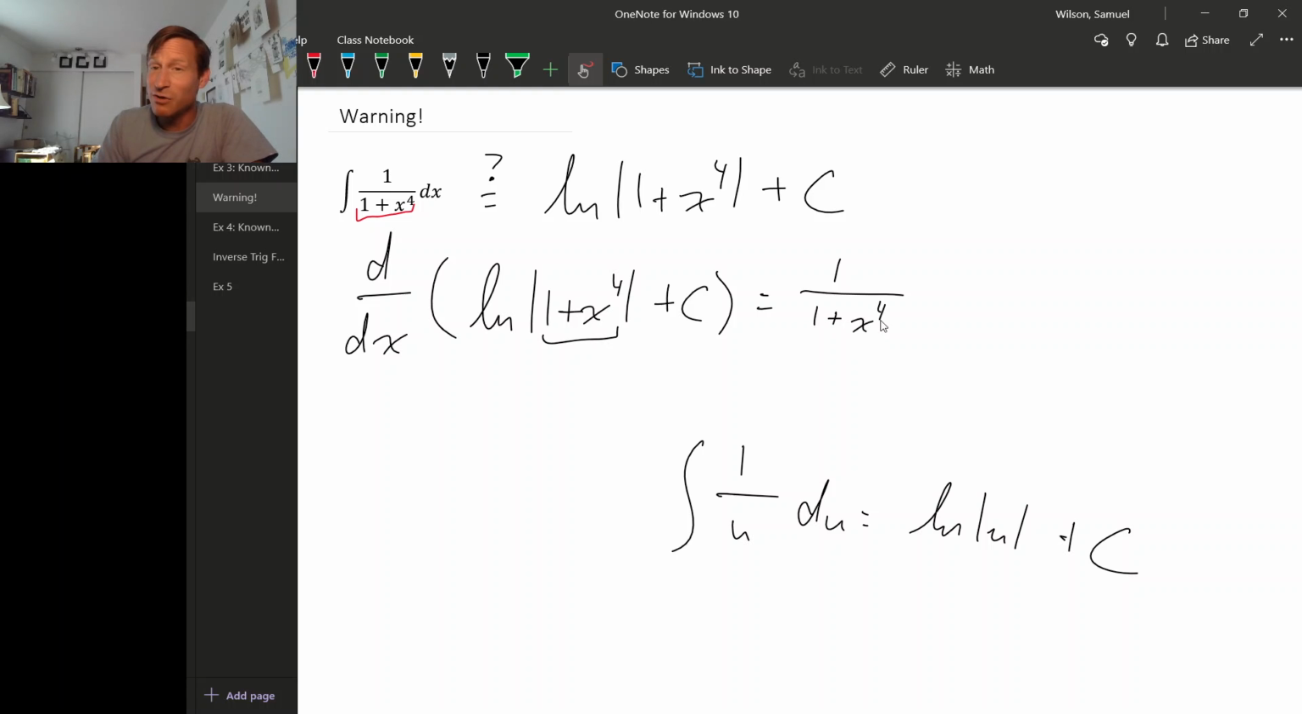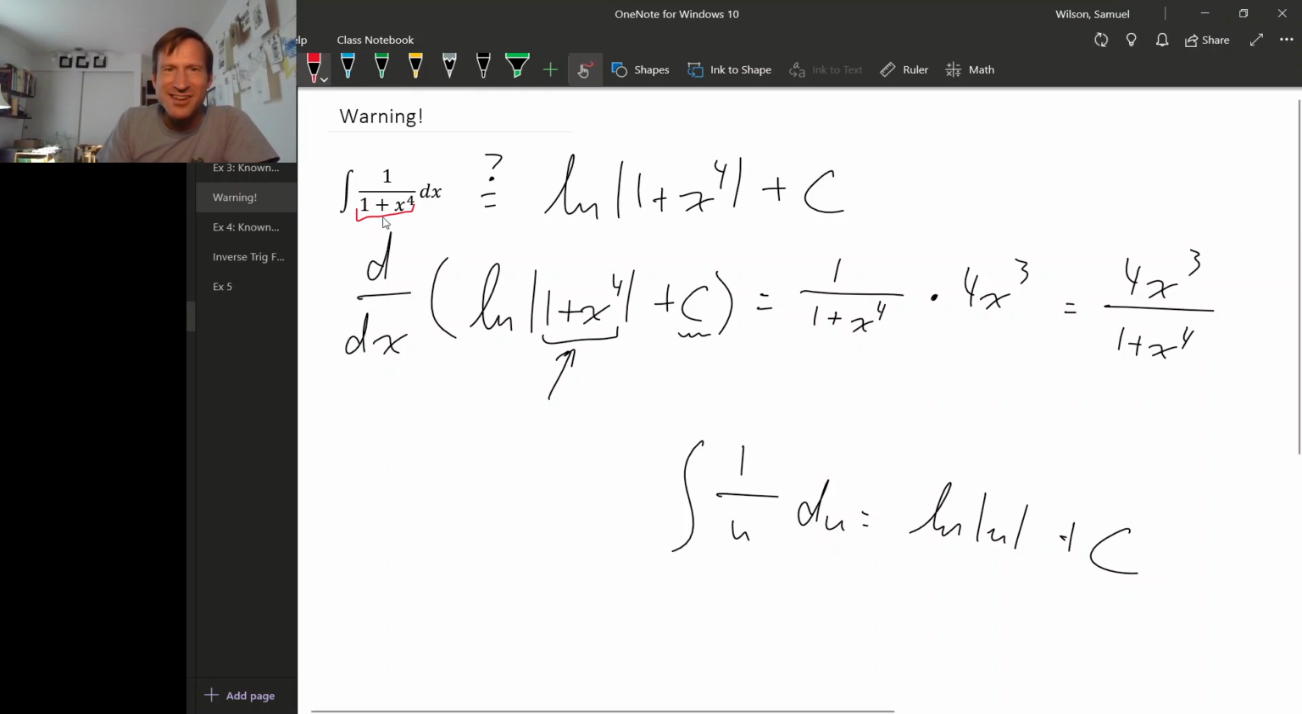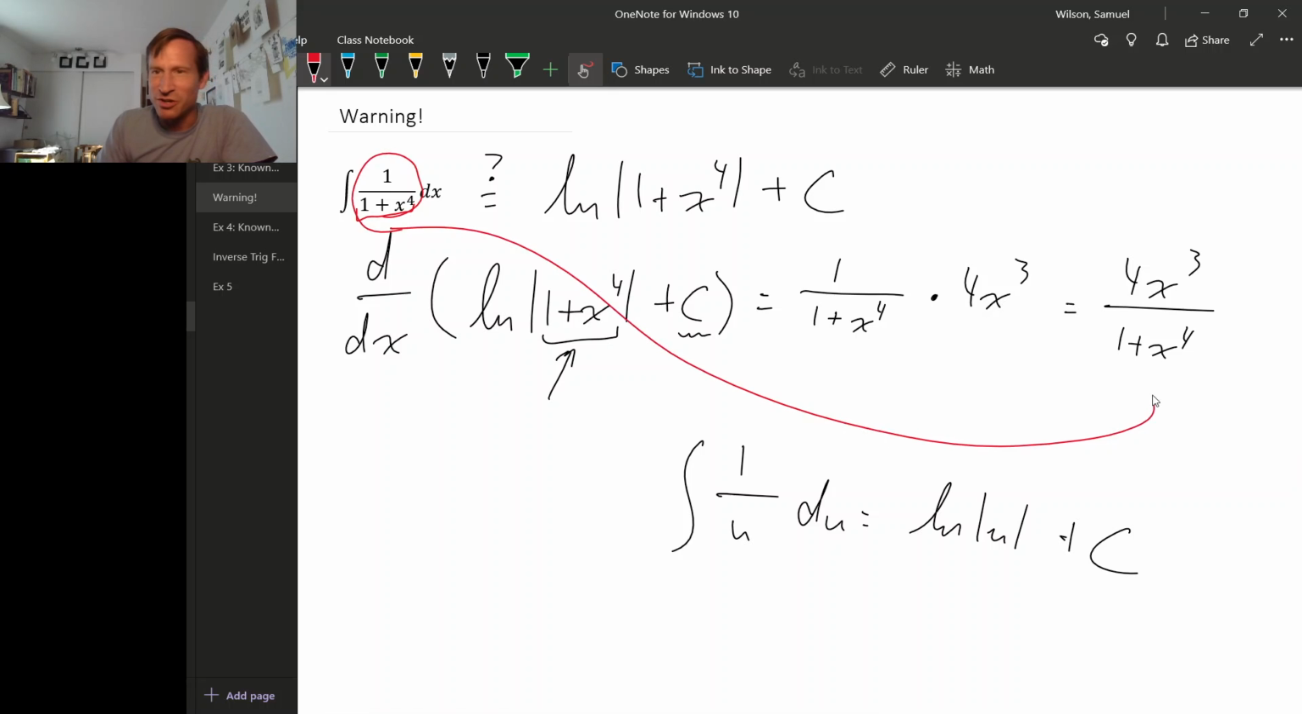So everything is looking okay at first, but remember the chain rule says we have to multiply by the derivative of this stuff inside. So we need to multiply by the derivative of 1 plus x to the fourth, which is 4x cubed. And then, of course, the derivative of c is 0. So what we get is 4x cubed over 1 plus x to the fourth. But that is not the integrand that we started with, right? So something has gone wrong.